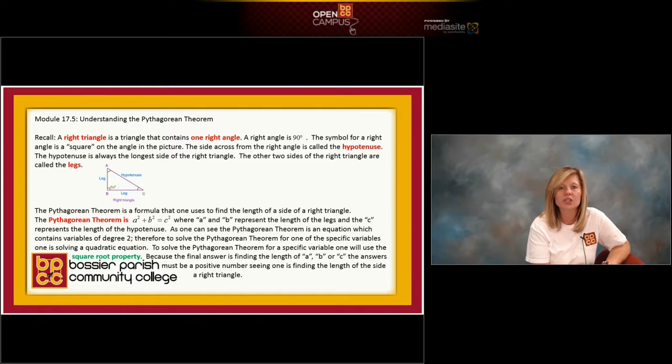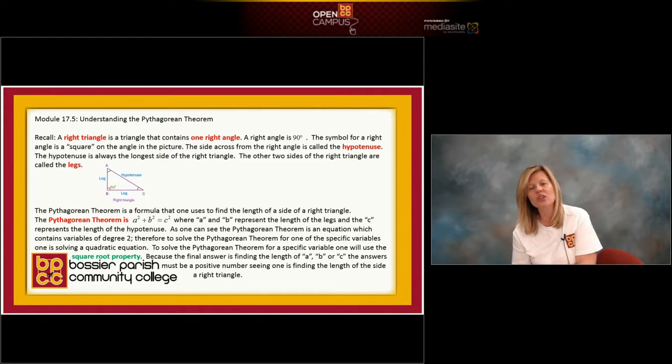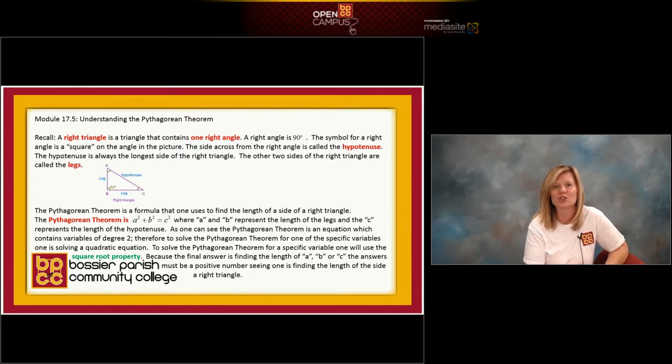Now, if you look closely, a formula is an equation because it has an equal sign. And again, if you look closely, our exponents are 2's. They're squares. So this is not a linear equation. This is a quadratic equation. The quickest way to solve the Pythagorean theorem for a specific variable, so if I wanted to find the value of c squared, a squared, or b squared, is to use my square root property, because I'd want to get rid of that square by square rooting.